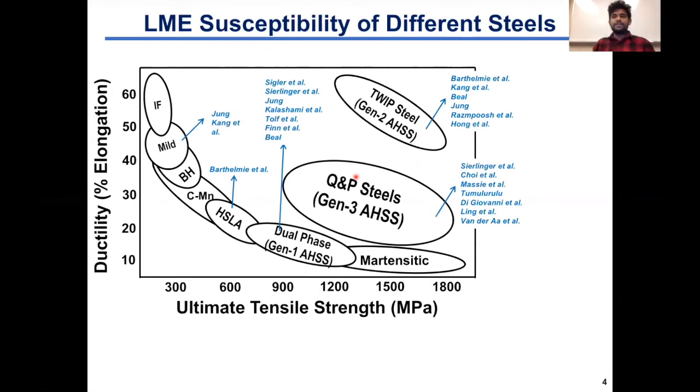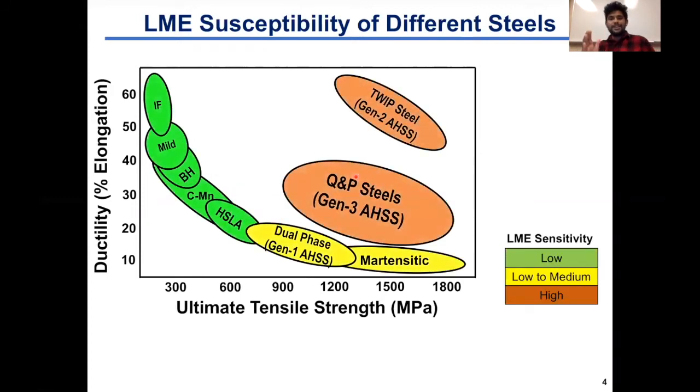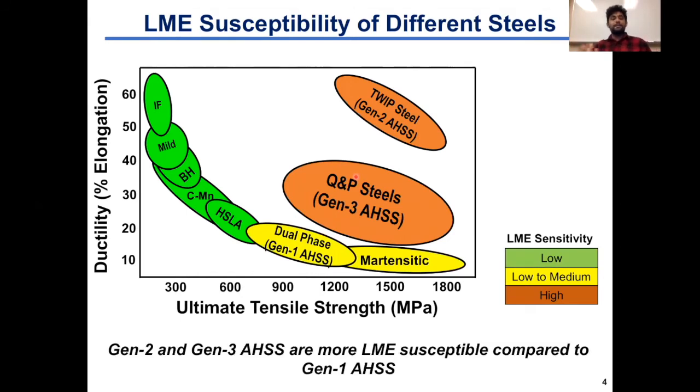And one clear outcome of these investigations has been that the recent generations of advanced high-strength steels, having a strength level of above 1 GPa with exceptional ductility, are more LME susceptible compared to the Gen 1 AHSS and the other steels that are available today. Some of these advanced high-strength steels were developed right here at Colorado School of Mines, but we clearly don't understand what induces the high LME susceptibility of these steels, because every steel in this list has different microstructure, different chemical composition, and both microstructure and chemical composition can independently influence LME susceptibility.